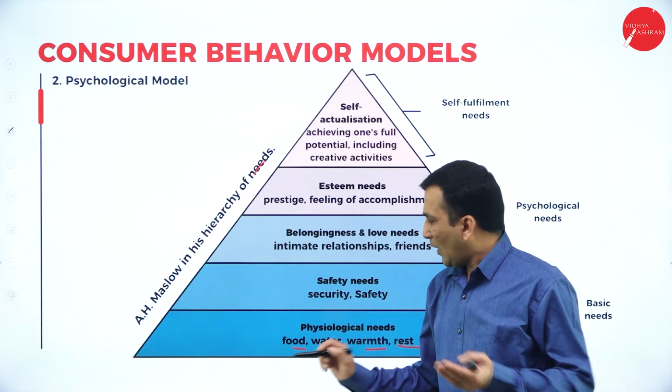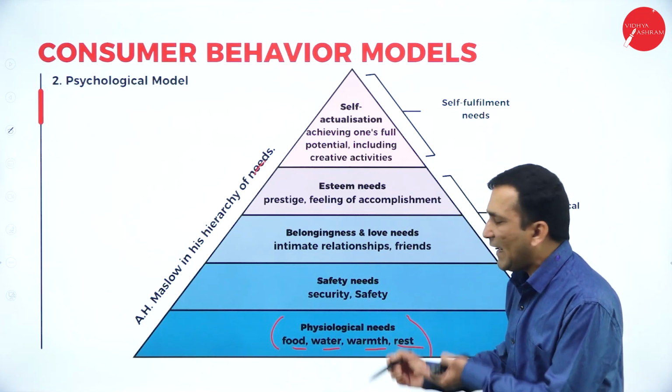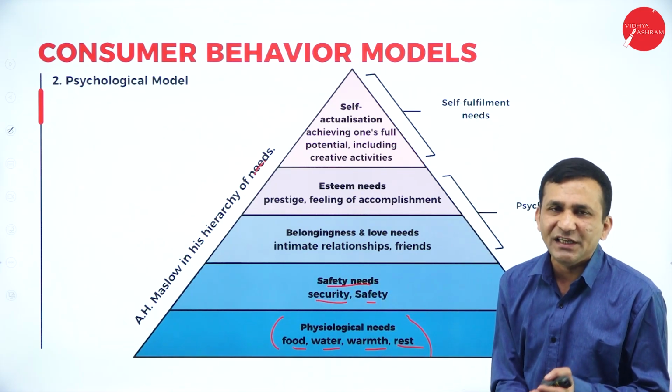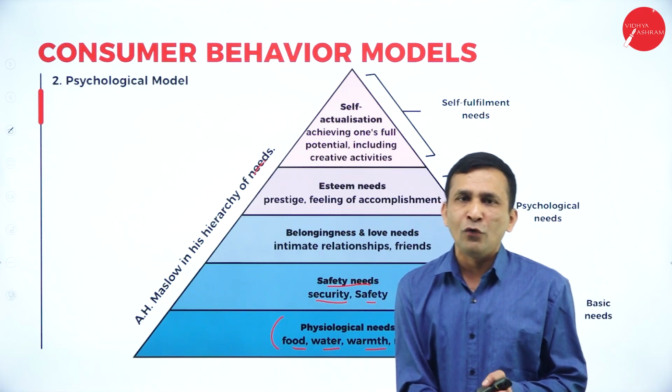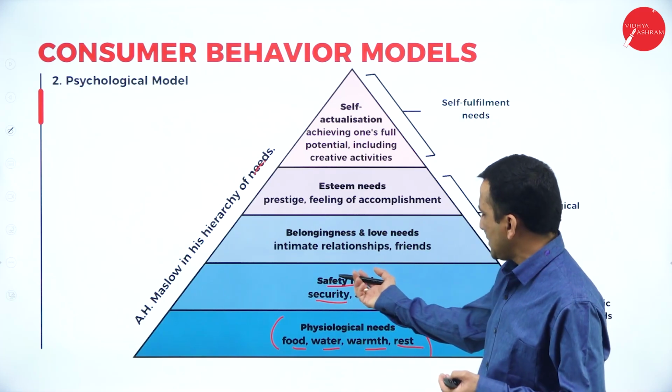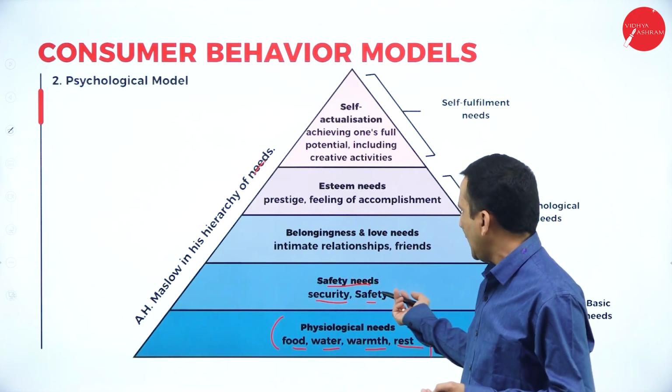Once the basic need is satisfied, they try to go for the safety need, which is related to security and safety in life. That's why those who are working try to go for life insurance. This is related to security and safety.